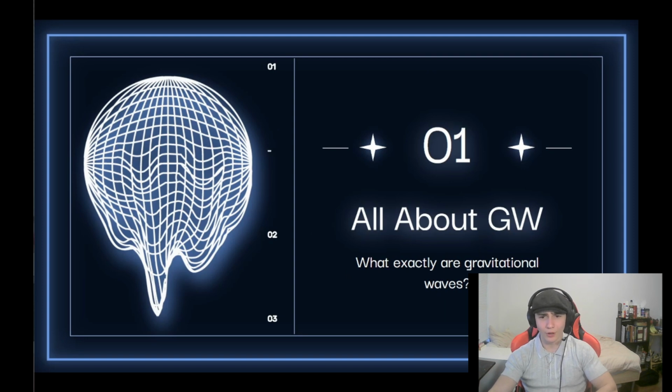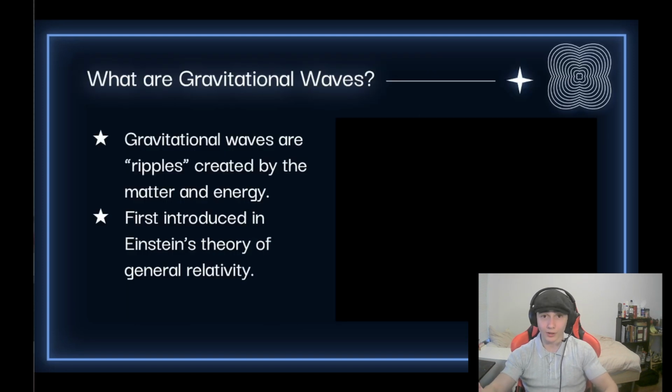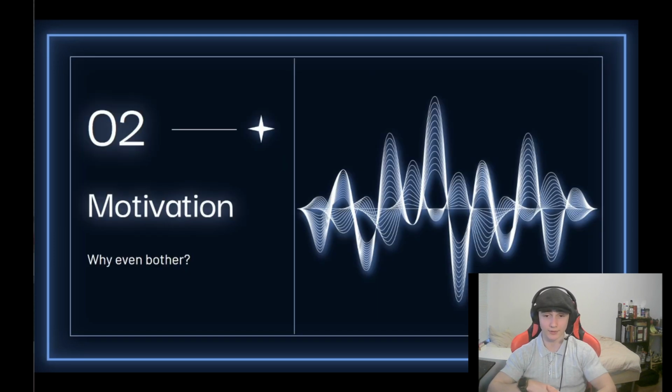So I hear you ask, what even are gravitational waves? Well, gravitational waves are ripples in the fabric of space-time, created by accelerating massive objects like black holes. These distortions travel through space at the speed of light and were first predicted by Einstein's theory of general relativity. Before getting into how we detect these gravitational waves, let's talk about why they matter.